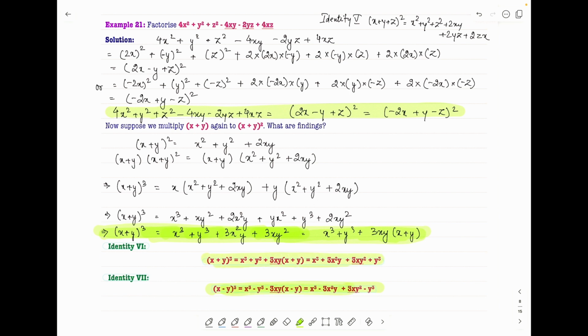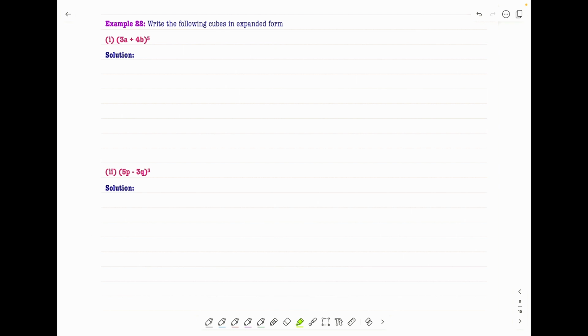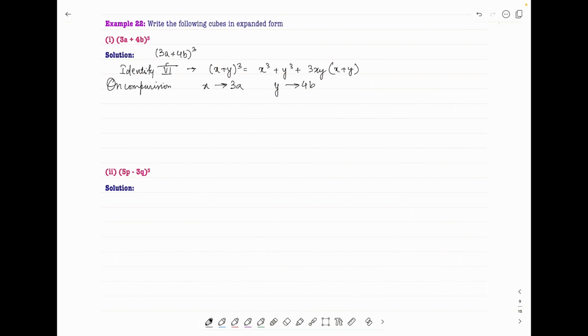So we'll solve some questions based on this. It has been said, expand in cube form: we have to expand (3a plus 4b) cube. I know identity 6. What does identity 6 say? It says that (x plus y) whole cube equals x cube plus y cube plus 3xy (x plus y). On comparison of the identity and the question, we find x is 3a and y is 4b.